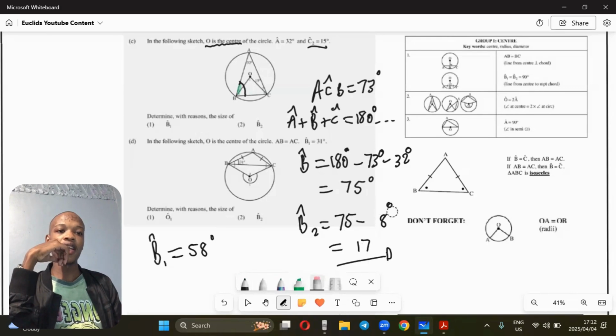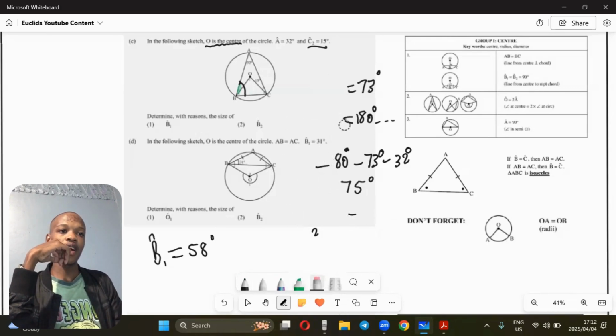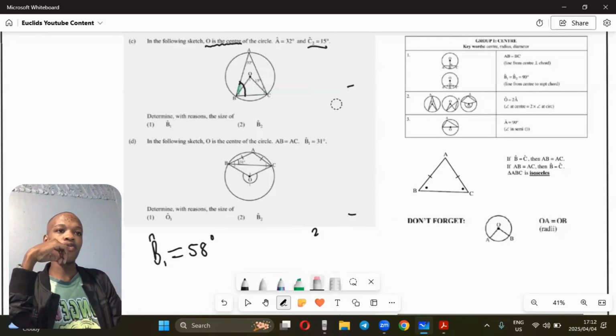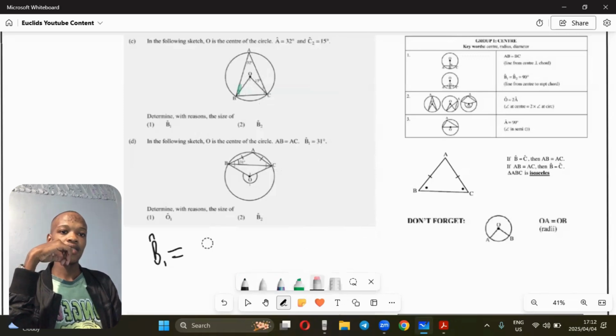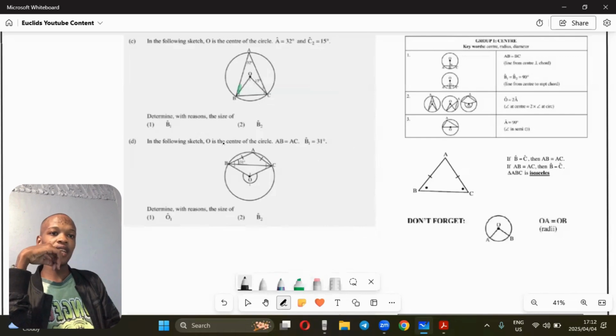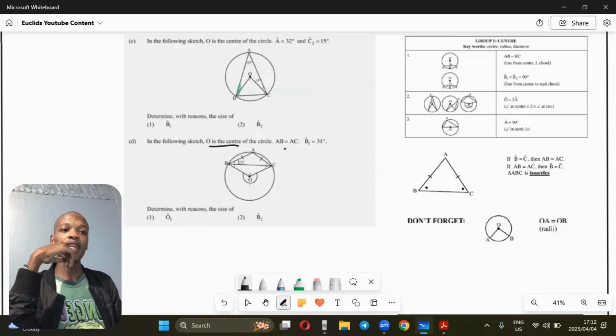Now let me erase and then let's go for another one. Let's go for D. For D, we're given a center again. And then we are told that AB is equal to AC. Those are chords, right? AB and AC, they're equal. And then B1 is equal to 31 degrees. Determine with reason the size of O1.